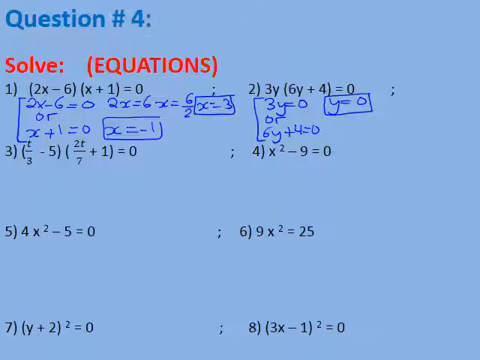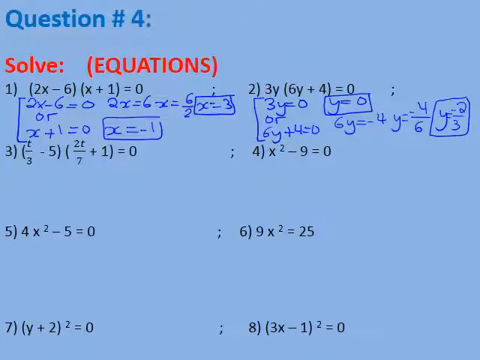Now 6y plus 4 is equal to 0. 6y equals minus 4. y equals minus 4 over 6. We should always reduce the fraction, okay? Then y is equal to minus 2 over 3. So these are the solutions.